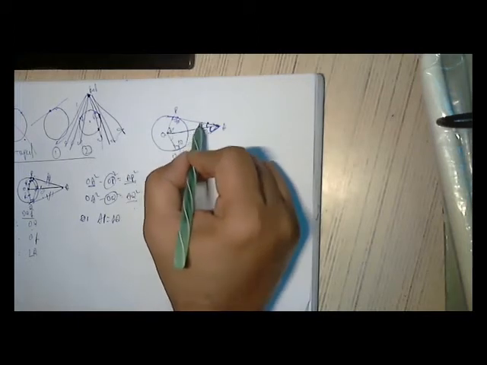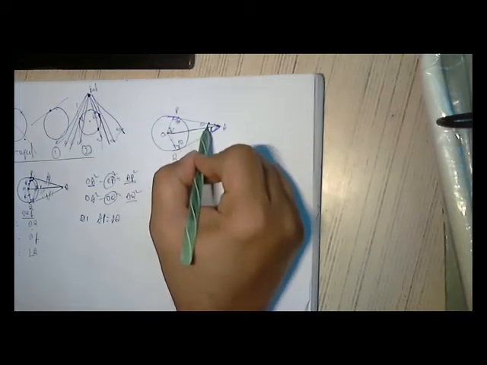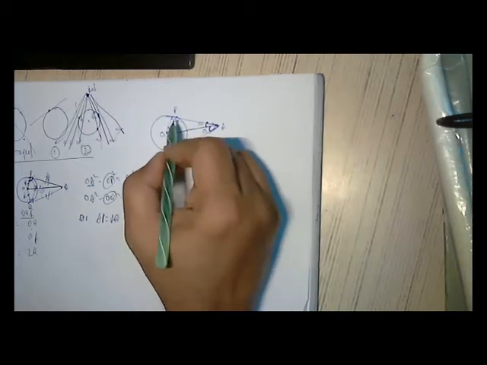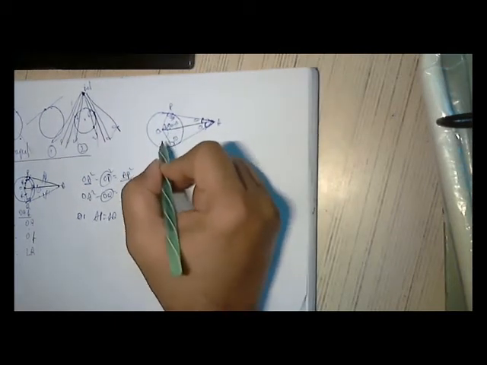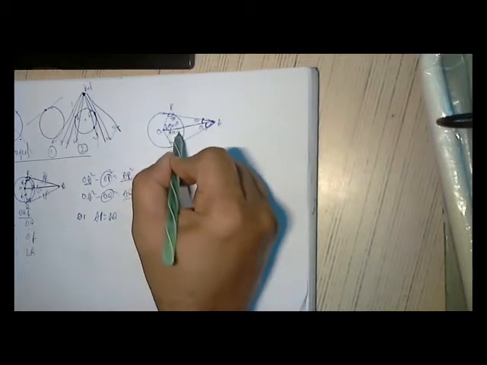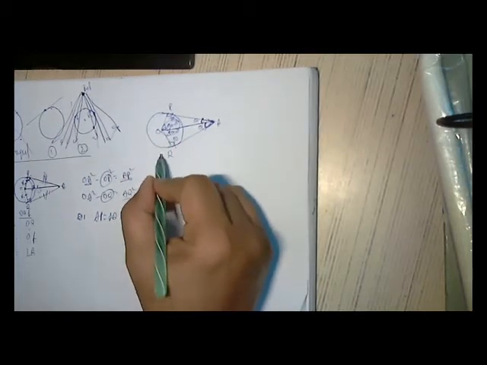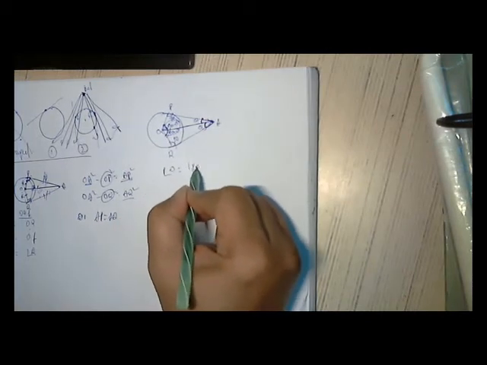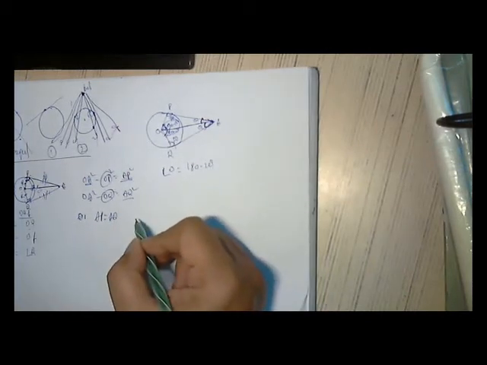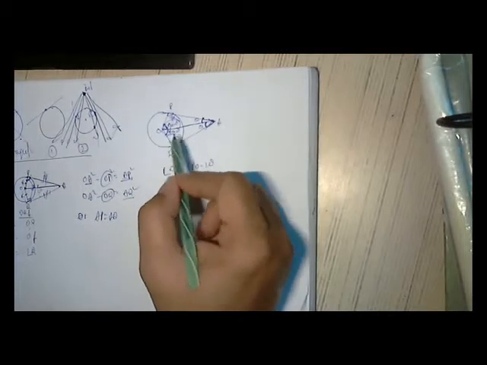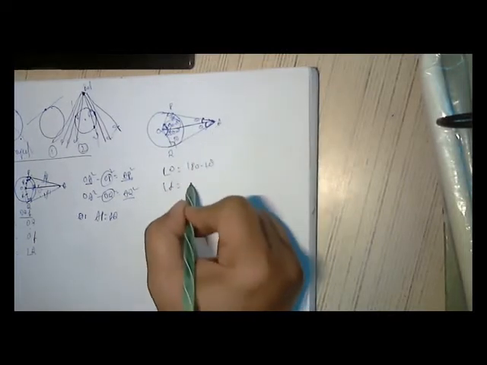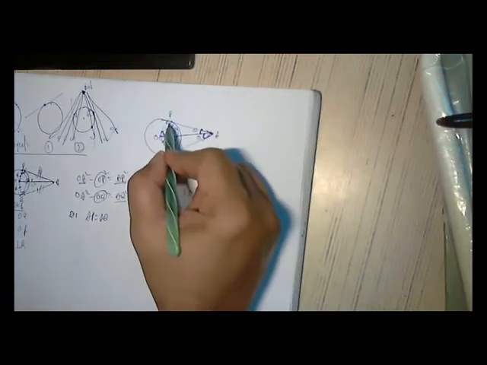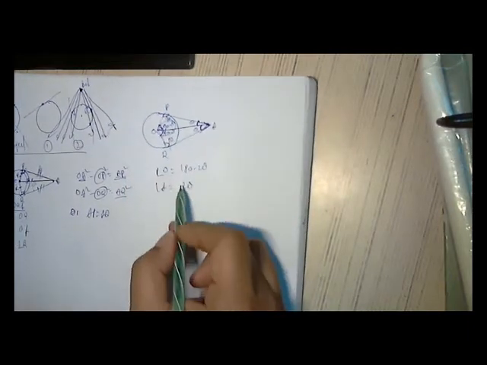What is this angle? This is 90, this is theta. What is this angle? This is obviously 180 minus 90 minus theta. So this is 90 minus theta. This is also 90 minus theta. So if we add these two, what does this angle become? Angle O is 180 minus 2 theta. What is angle A? Angle A is 2 theta.